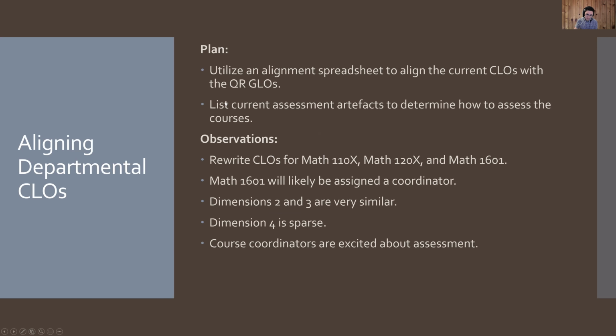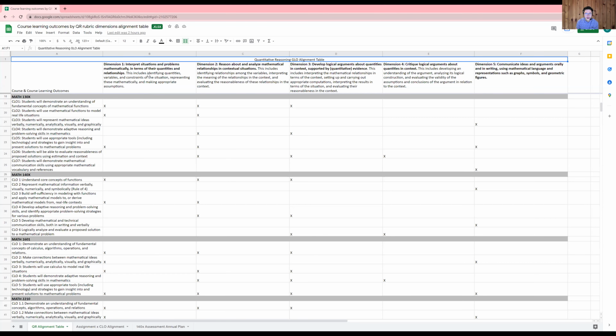To align the departmental CLOs, we used a spreadsheet that I'll show you in a second. We also made a list of the current assessment artifacts for these courses to determine how we might go about assessing them. This was created by Judy. Thank you again, Judy. At the very top, we have the list of dimensions, and on the left-hand side, we have our courses and the various course learning outcomes. I brought all the course coordinators together, and I wanted them to put an X where there was alignment and leave it blank if there wasn't.